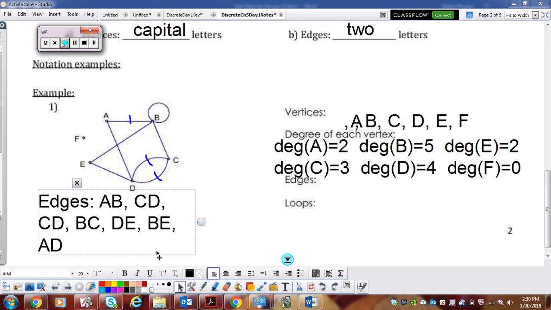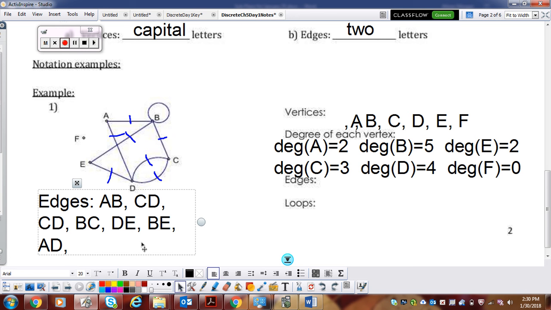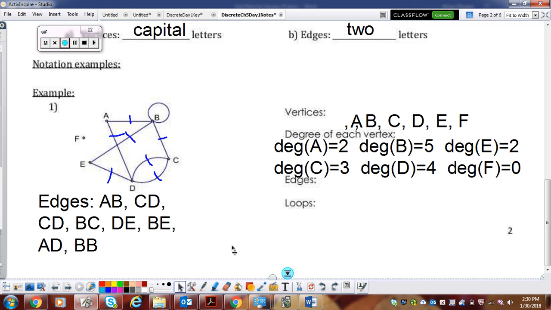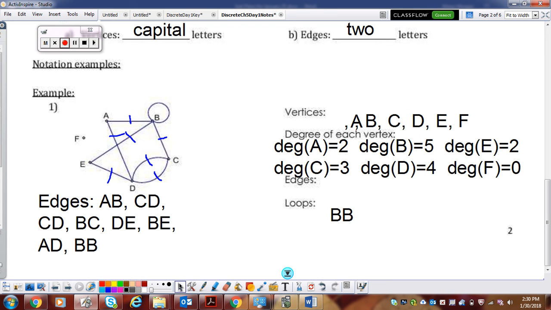Alright, let's see, what other edges do we have? So I did AB, CD twice, because that's a multiple edge. And I have BC, DE, BE, AD. Now, if you notice, I have a loop. That's a loop right there, because it starts and ends at the same place. So the way that we show loops is I'm just going to write down BB. So again, edges are the lines. Now my loop we said was at BB. So that is all we have to do for that part, okay?